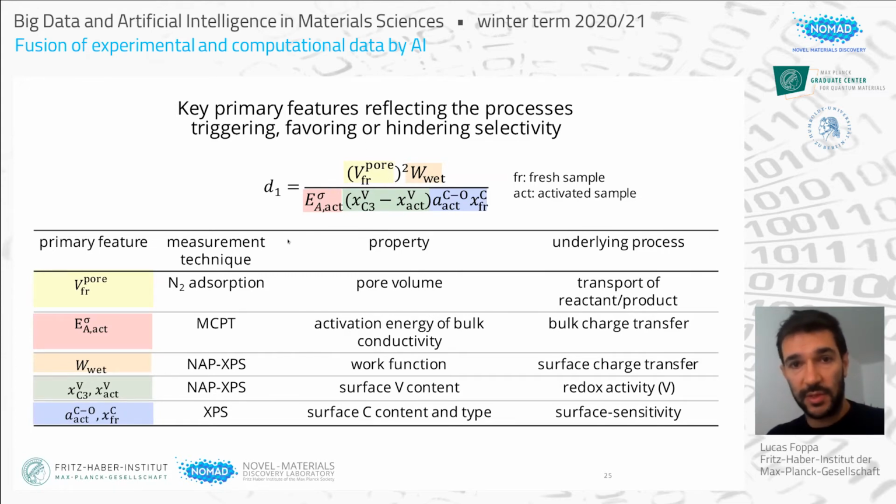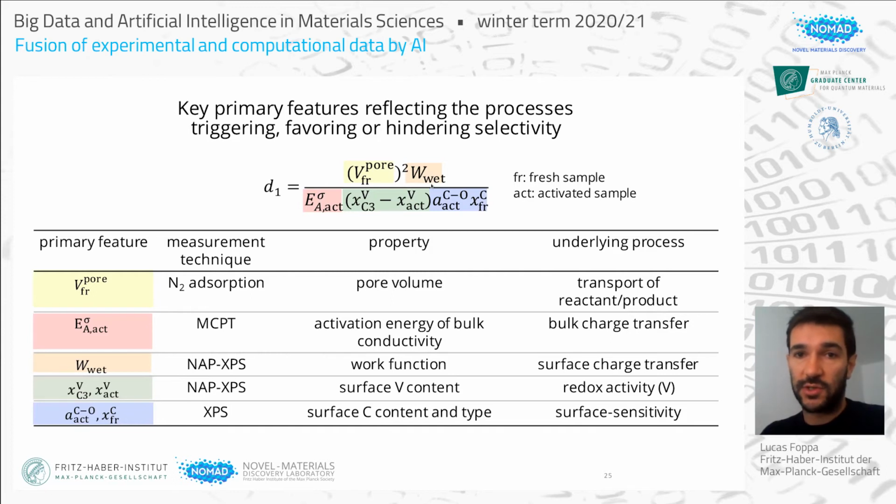So we have different properties, and I'm going to just go through some of them. For instance, the pore volume of the fresh catalyst shows up here in this square. This was measured by N2 adsorption. The property here is the pore volume, and the underlying process that this is capturing is the transport of reactants and products. So back to what we discussed before. The second primary feature here is the activation energy of bulk conductivity. So this may be reflecting some bulk charge transfer that is needed for achieving this selectivity.